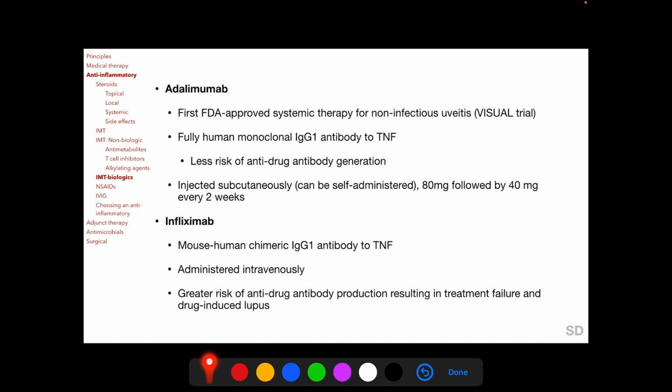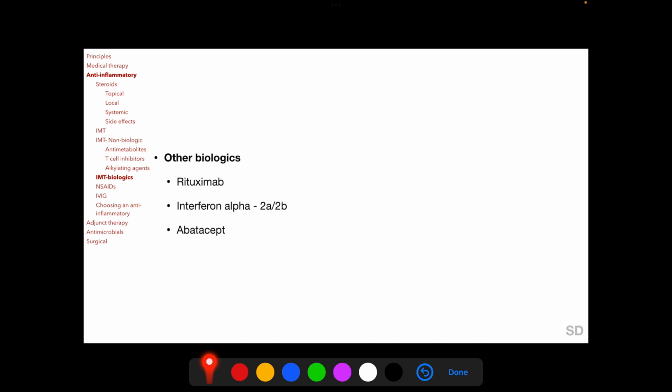Infliximab is a mouse and human chimeric IgG1 antibody to TNF, and it is administered intravenously. Because it's a chimeric antibody, it has a greater risk of anti-drug antibody production, resulting in treatment failure and drug-induced lupus. Other biologics which have been reported in the literature for treatment of uveitis include rituximab, interferon alpha, and abatacept.